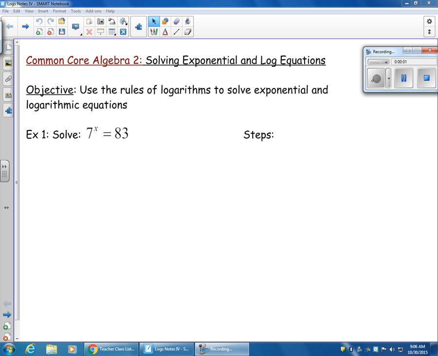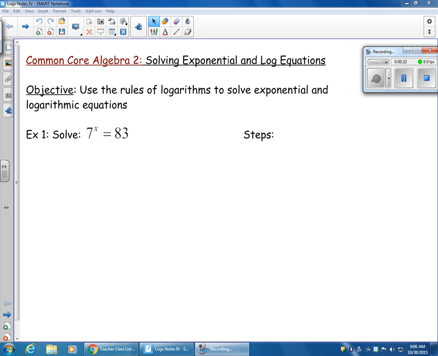Okay, so the next section is actually going to solve exponential and logarithmic equations. So we've already done some solving of exponential equations. It's when we could get the bases the same. So now we're going to start talking about what if we can't get the bases the same, that we can use the rules of logarithms to solve.